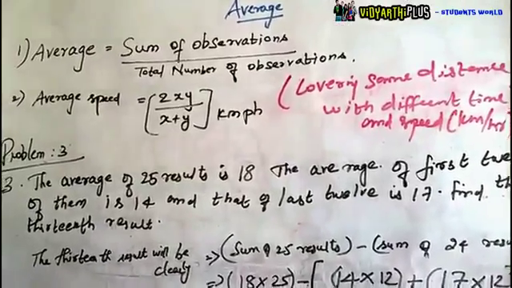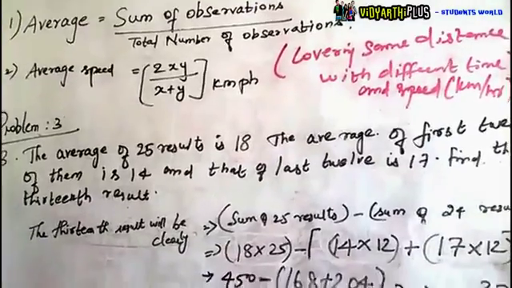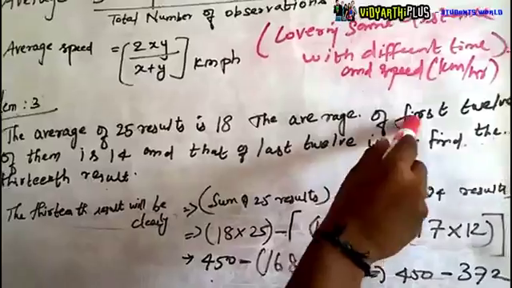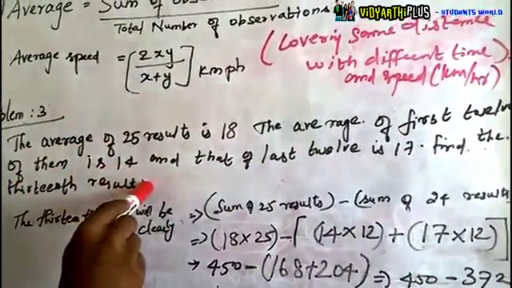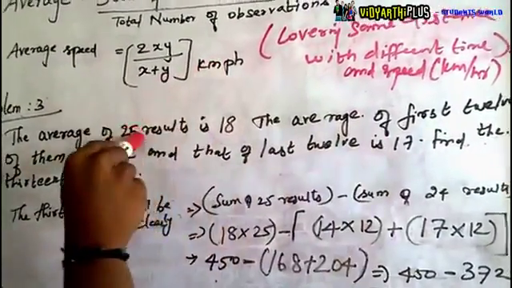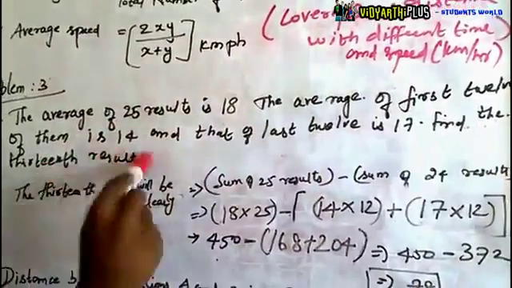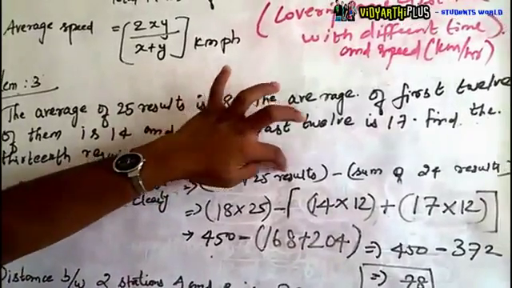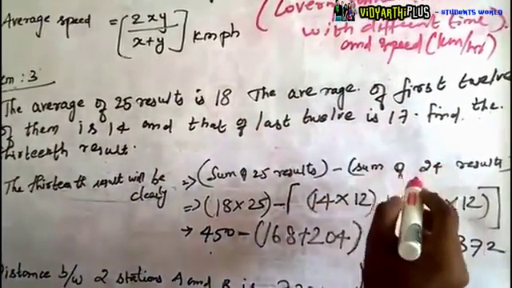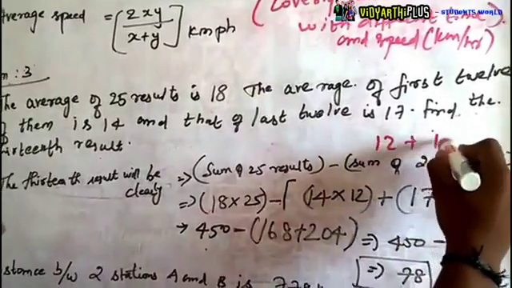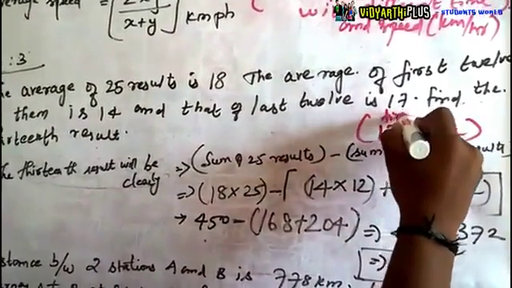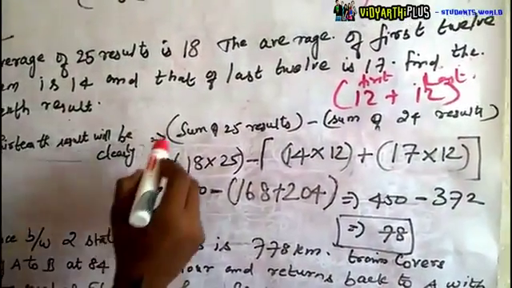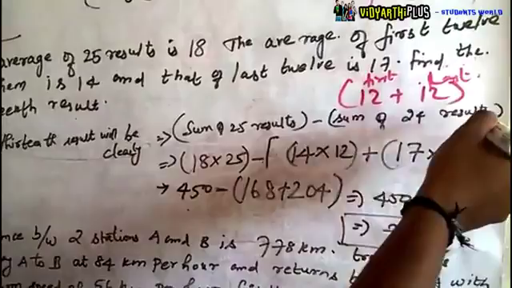Now we are going to deal with problem number 3. Problem number 3 is a little bit tricky. The average of 25 results is 18. The average of the first 12 of those 25 is 14 and that of the last 12 is 17. Find the 13th result. The 13th result is clearly the sum of the 25 results minus the sum of the 24 results. These 24 results come from the first 12 plus the last 12 results.